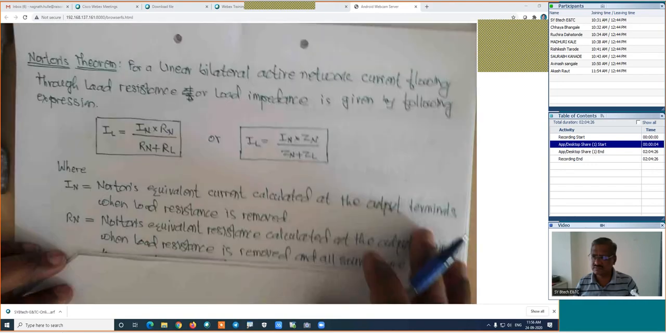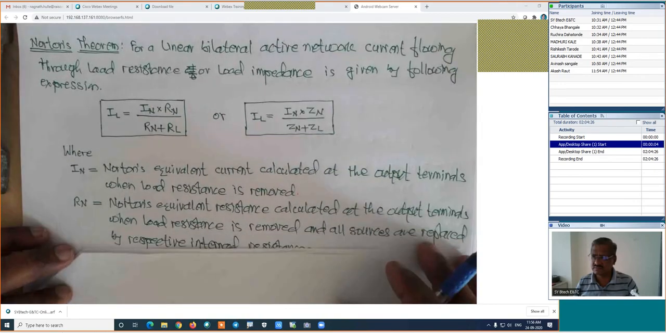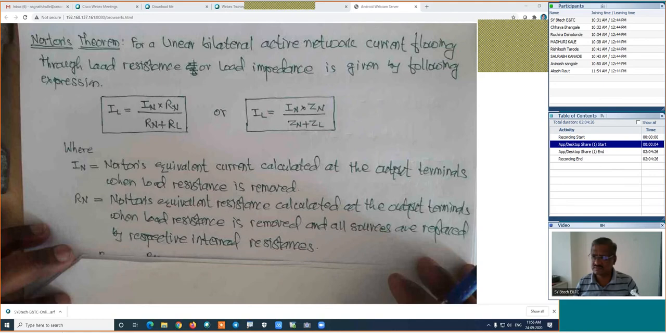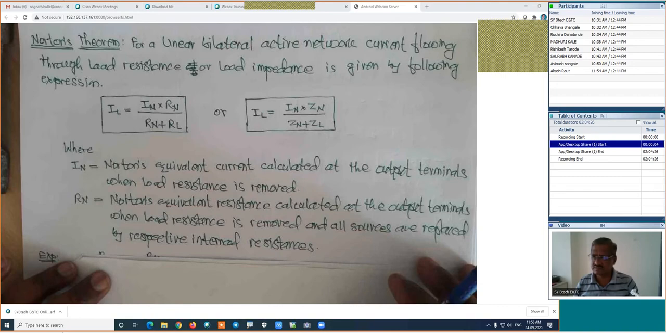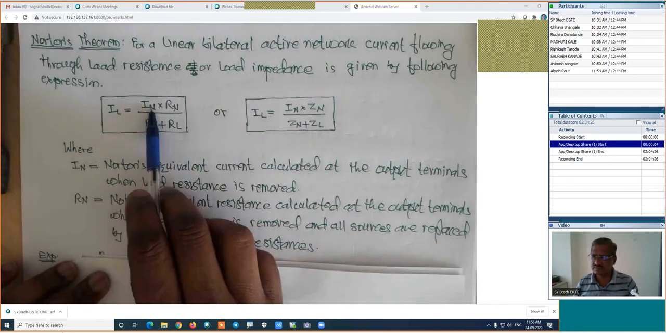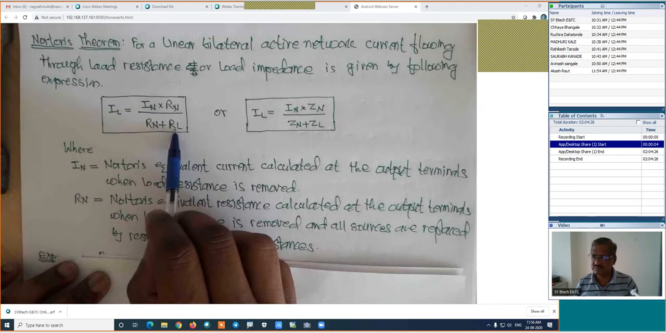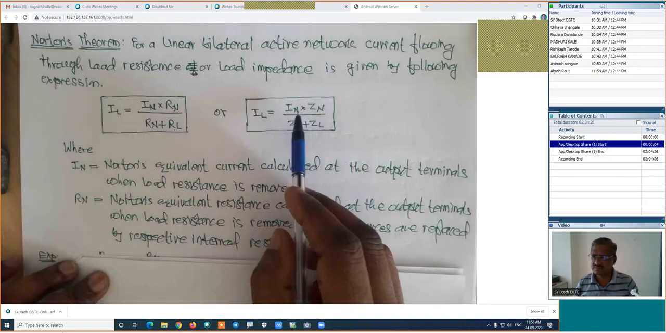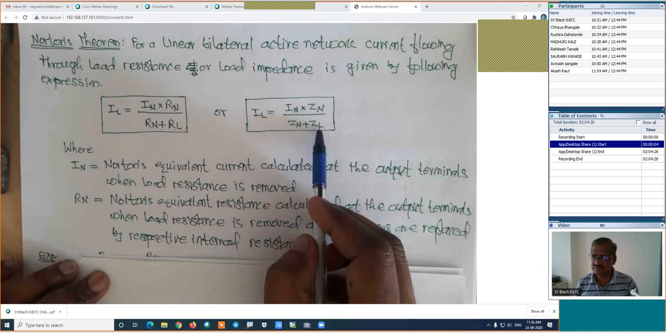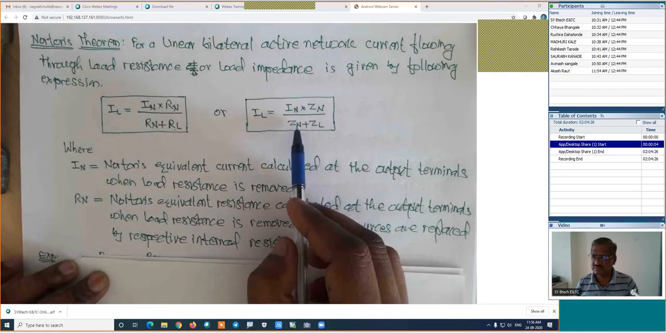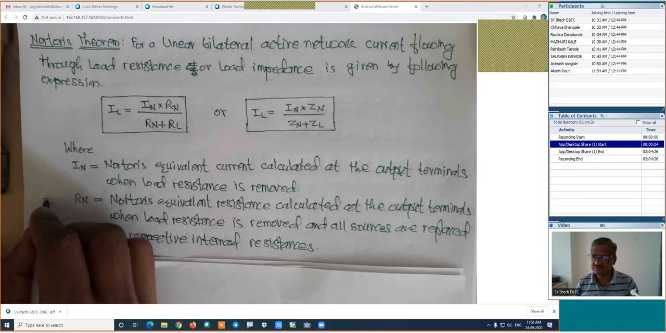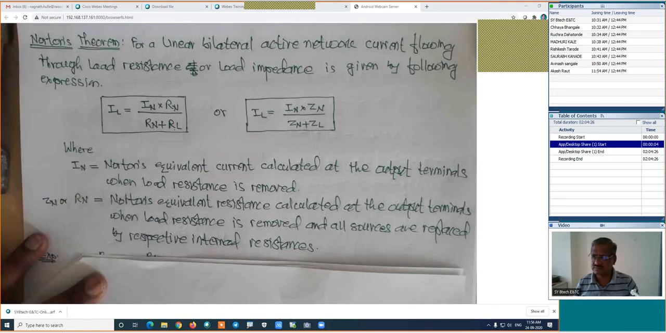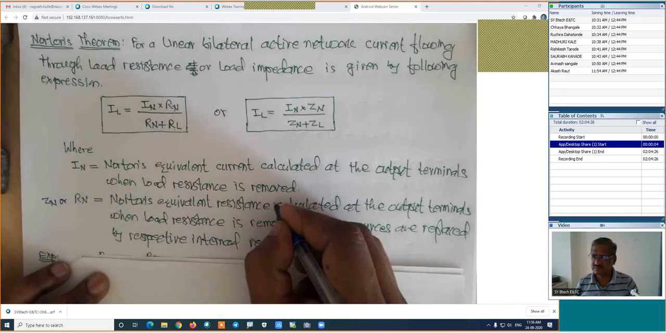Now here in this case, what is the statement? For a linear bilateral active network, the current flowing through the load resistance or load impedance is given by the following expression. IL is equal to IN into Rn divided by Rn plus RL, when the circuit is purely resistive. And when impedances are there in the circuit, IL is equal to IN into Zn divided by Zn plus ZL. This is resistance or impedance.